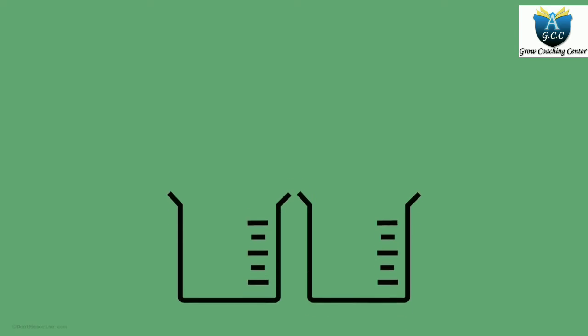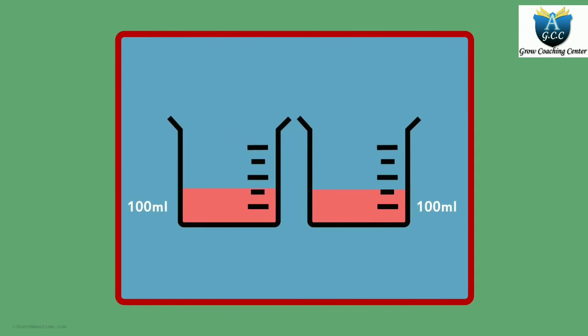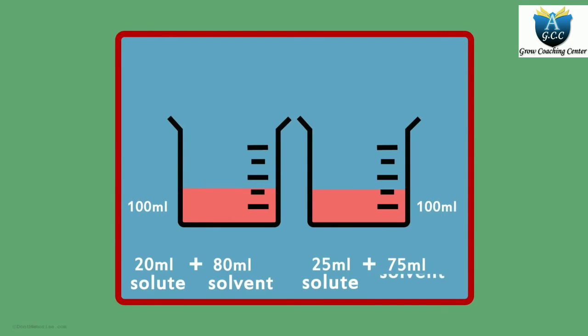We take two empty beakers again, both with 100 milliliters of some solution. The first beaker has 20 milliliters of solute and 80 milliliters of solvent. And the second one has 25 milliliters of solute and 75 milliliters of solvent. Which solution is more concentrated according to you? Yes, it's the second one, because the proportion of solute is more in the second beaker.